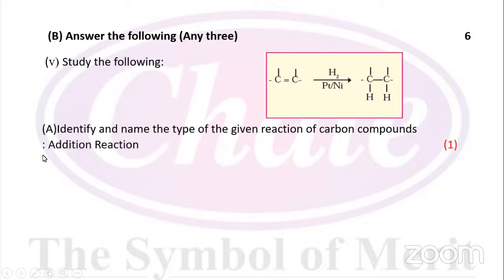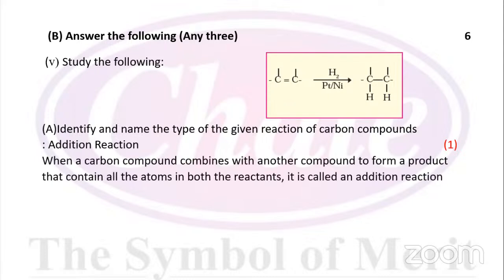So, the first thing is that this is an addition reaction, and it is always recommended to write down what you mean by an addition reaction in the case of carbon compounds. When a carbon compound combines with another compound to form a product that contains all the atoms in both the reactants, it is called an addition reaction. So this is how you are going to write it. This is supposed to be the correct answer. Then, in which process is this reaction carried out?